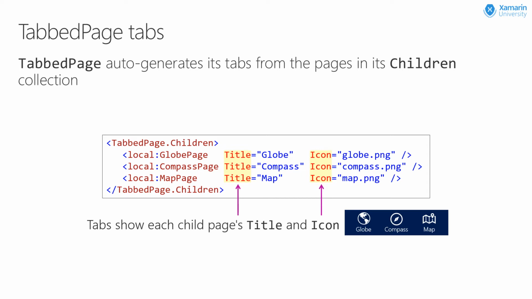As mentioned earlier, tabs are automatically created for each child page, and the text on the tab will be the page's title. And optionally, you can add an icon to the tab. Currently, icons are only shown for iOS and Android, and the icons must be stored in the appropriate platform-specific or head project. So we put them in the drawables folder for Android and in the resources or root of your iOS project.